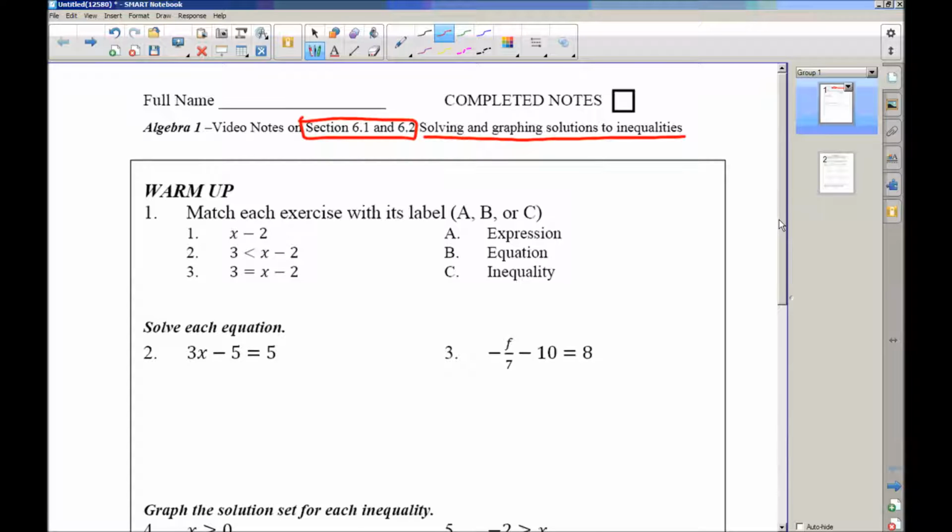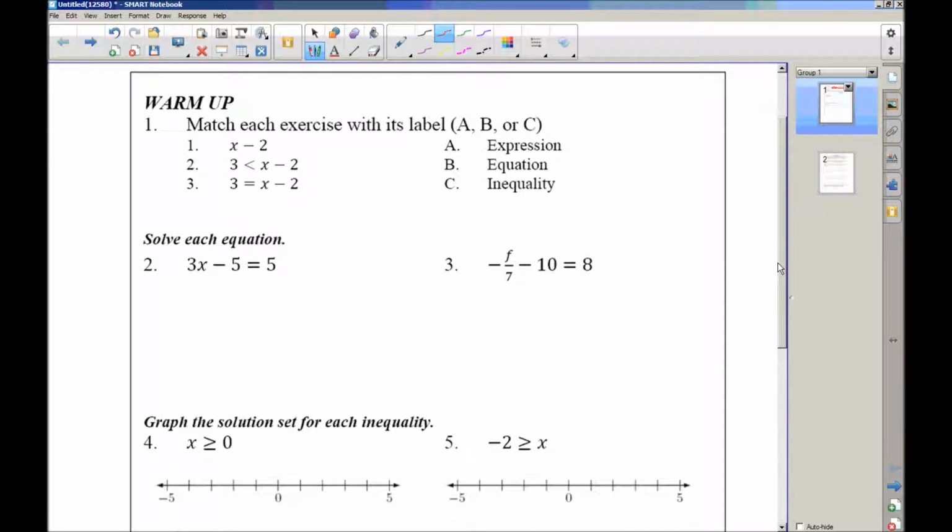All right, number 1 on our warm-up. Match each exercise with the label A, B, or C. So first one, we're trying to get an expression, equation, or inequality. So I'm going to work backwards. An expression is formed by variables, numbers, and operators put together. And that's it. So this is the only one that has only variables, operators, and numbers. So this is a variable x, a number 2, and then we have the operator subtract in between. The other two have inequality or equal signs between them.